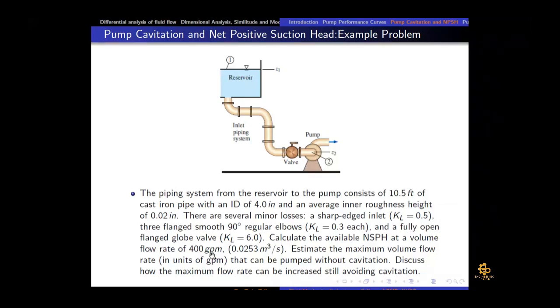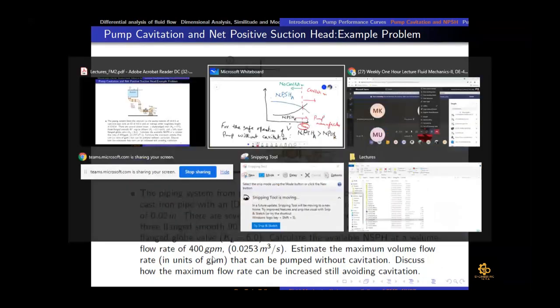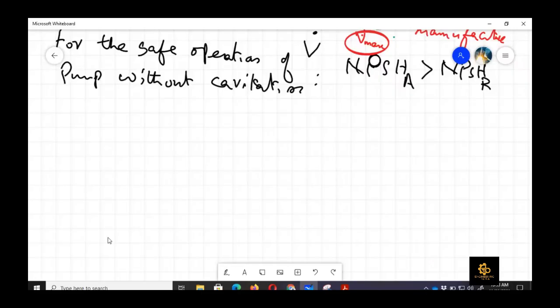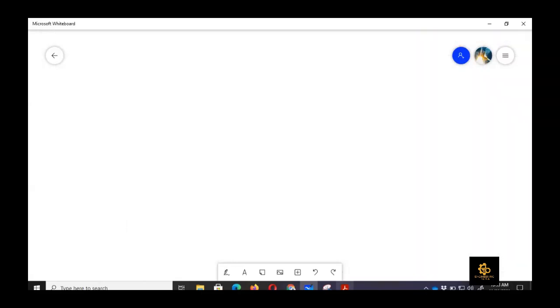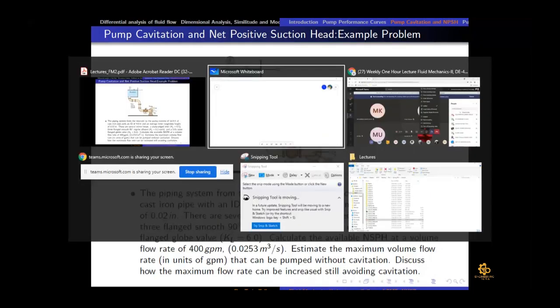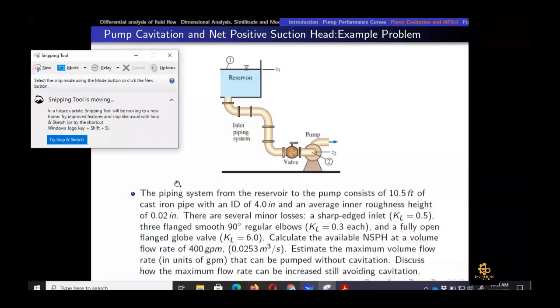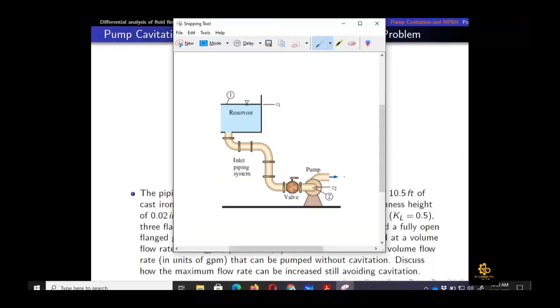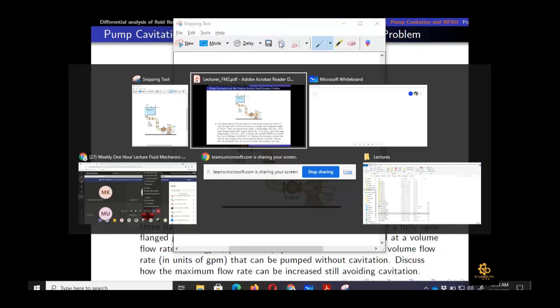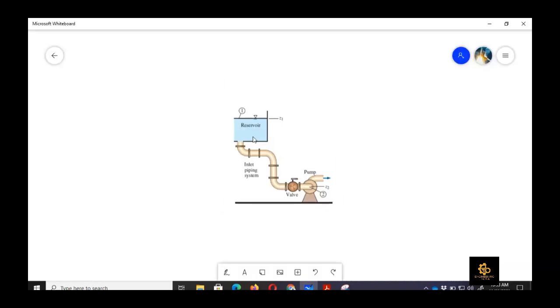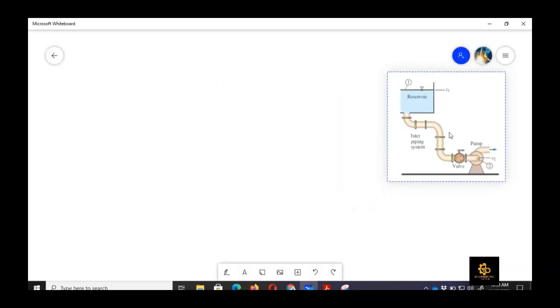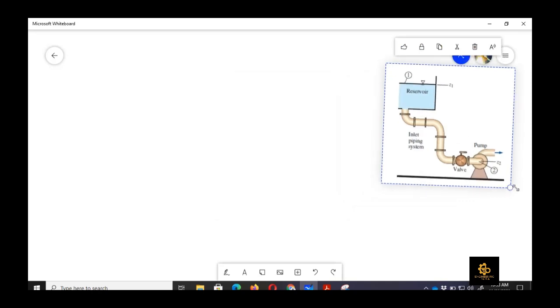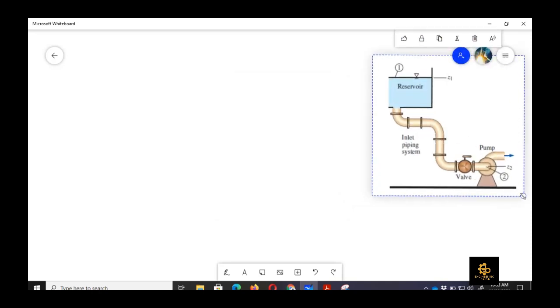Right, so let's start with the energy equation here. It is better if I can copy this figure somehow here. So let me do that. So this is our figure.